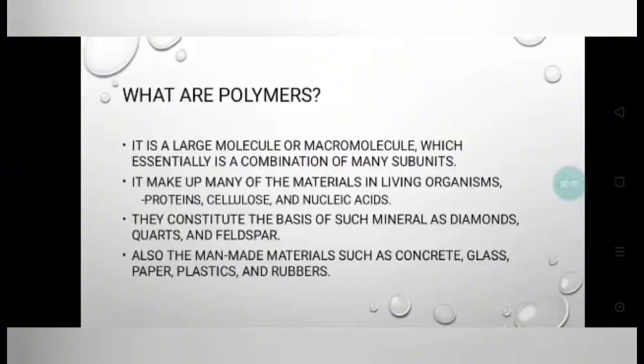So polymers. What are polymers? It is a large molecule or macromolecule, which essentially is a combination of many subunits. They make up many of the materials in living organisms, like proteins, cellulose, and nucleic acids. They constitute the basis of such minerals as diamonds, quartz, and feldspar. Also, the man-made materials such as concrete, glass, paper, plastics, and rubbers. As you can see, polymers are everywhere. For example, plastic bottles, rubbers, or even in our body, like nails or in our DNA.